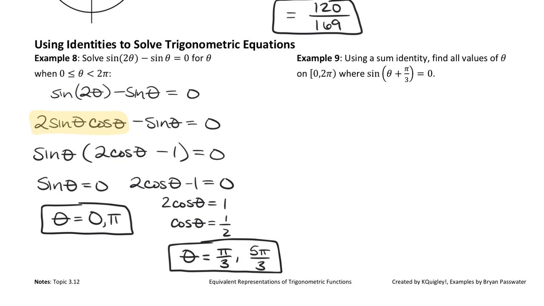We started off with the easy ones, then we added our reciprocal identities. Now we're adding our Pythagorean identities and some other identities.